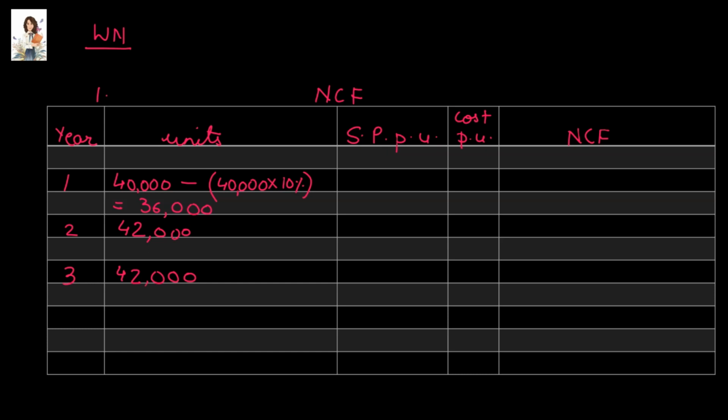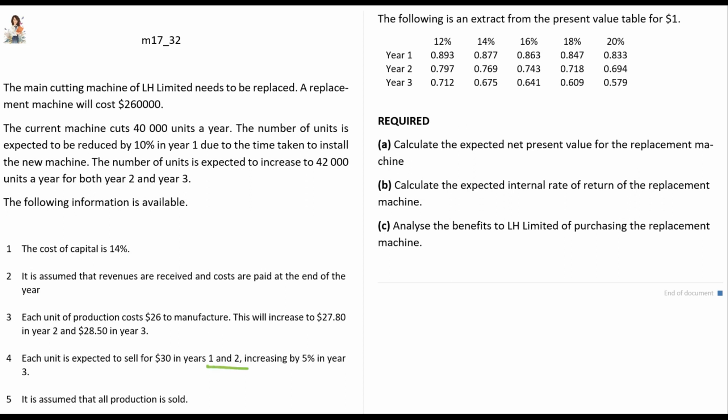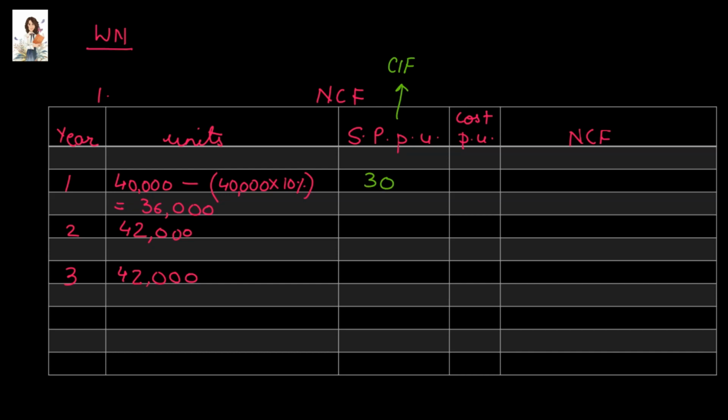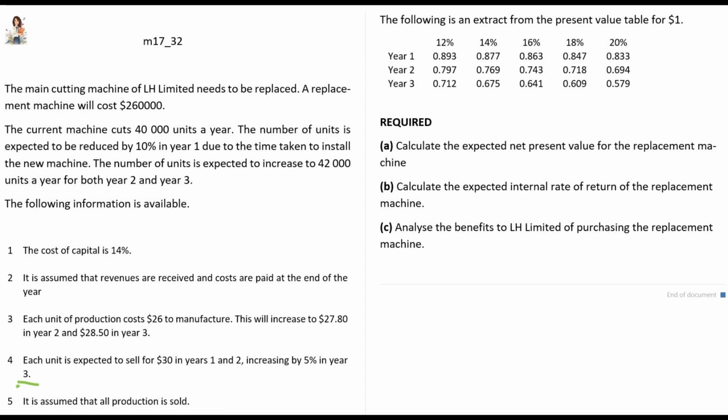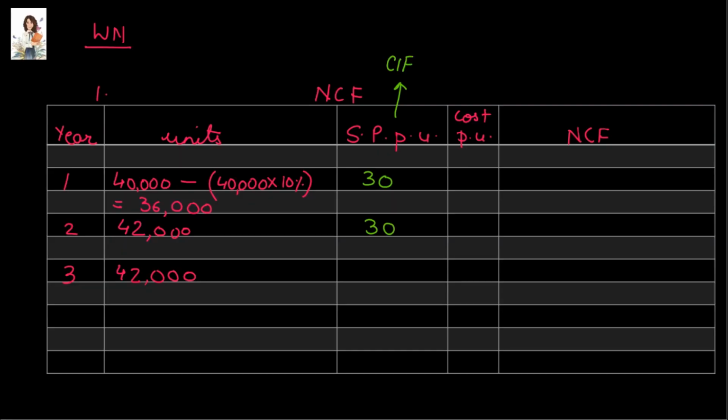Next, we will look at the selling price per unit, which is representing the cash inflow. For years 1 and 2, the selling price per unit is $30. So $30 for year 1 and $30 for year 2. In year 3, the selling price is expected to increase by 5%. Therefore, in year 3, the selling price will be the selling price of year 2, that is 30, plus 5%, that means 30 into 5%, which gives us the expected selling price of $31.5 per unit.